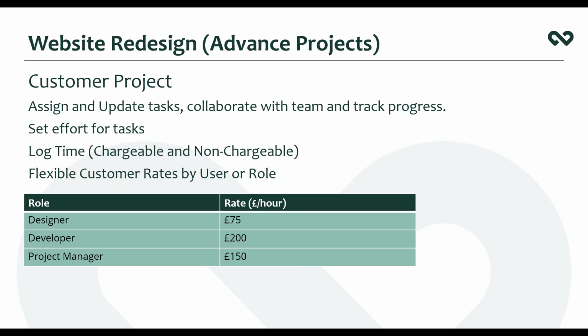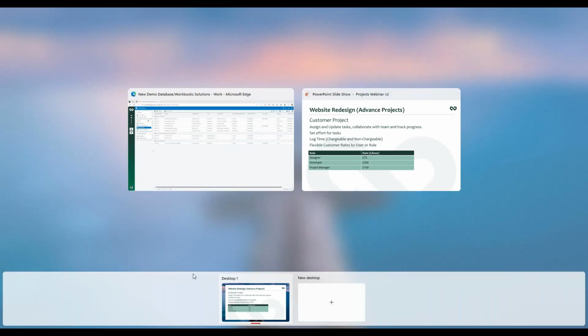We can categorize that time that we're logging as chargeable or non-chargeable. And in this example as well, we want to charge our customer different rates depending on the user that's logging the time. So we might have a designer within our website project charging out at £75 an hour. We've got a website developer charging out £200 an hour, and our project managers are going to charge out at £150 an hour. So let's see how we can work that and how that looks within Workbooks.